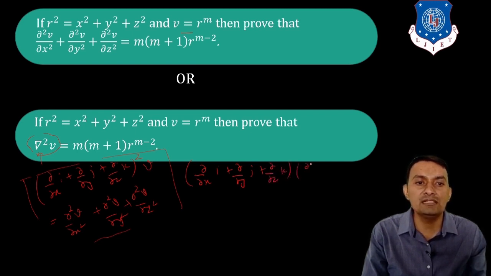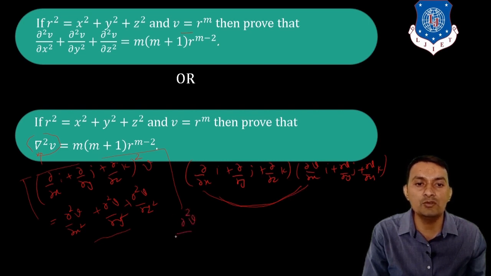So I just assume del v by del x i plus del v by del y j plus del v by del z k. When I take the dot product, i dot i is 1, i dot j is 0, i dot k is 0. So we are going to get del square v divided by del x square plus del square v divided by del y square, because j dot i is 0, j dot j is 1, j dot k is 0. And similarly del square v divided by del z square, and we want to show that m into (m plus 1) into r raised to m minus 2.